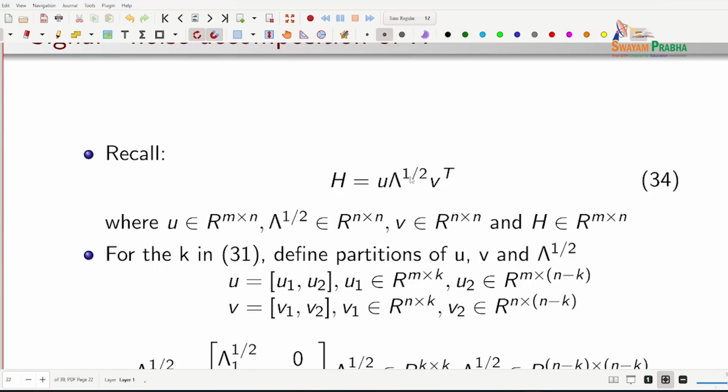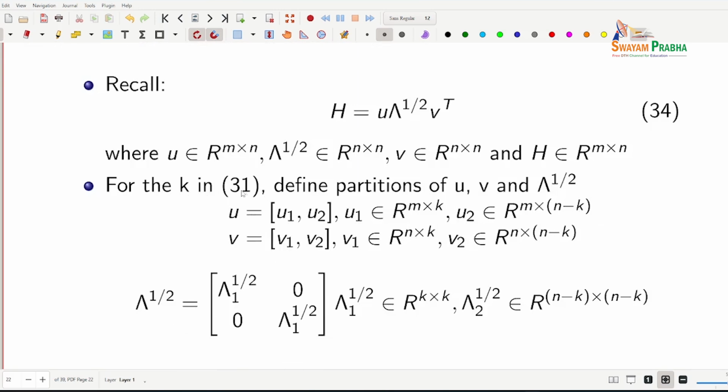Recall H is equal to U lambda to the power half V transpose. U is m by n, lambda to the power half is n by n, V is n by n, H is m by n. So from the definition of k in 31, define partitions of U and V. So I have a matrix U, I can partition it into U1 and U2. This contains k columns, this contains m minus k columns. Again, partition this. This is k columns, this is n minus k columns. Lambda to the power half, you partition it. The first k by k, this is m by m minus k, this is n minus k, this is n minus k.